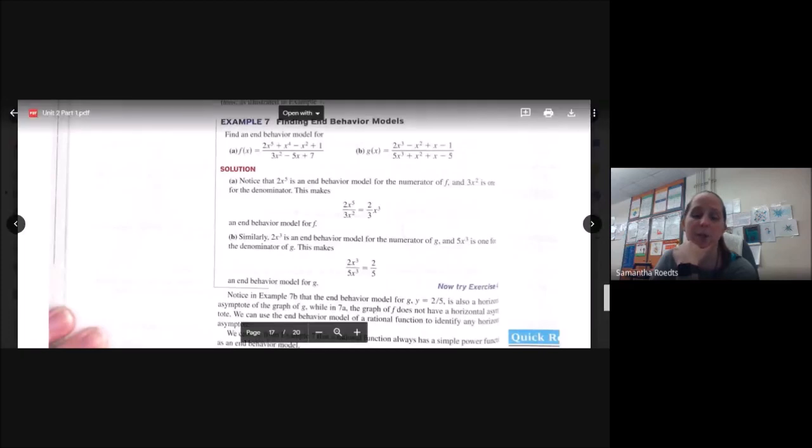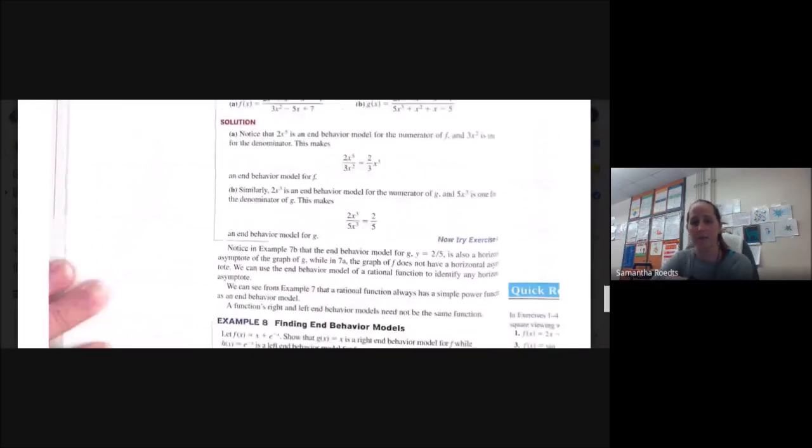So basically I'm taking the first section, simplifying it. That becomes my end behavior model. Okay, so I can notice in example 7b that the end behavior model for g, y equals 2/5, is also a horizontal asymptote of the graph of g, while in A, the graph of f doesn't have a horizontal asymptote. We can use the end behavior model of a rational function to identify any horizontal asymptotes at the same time.